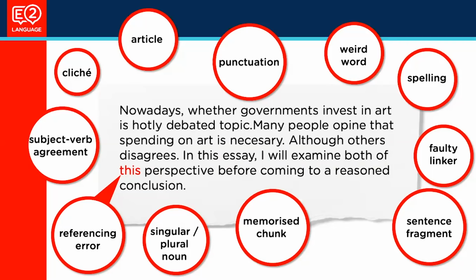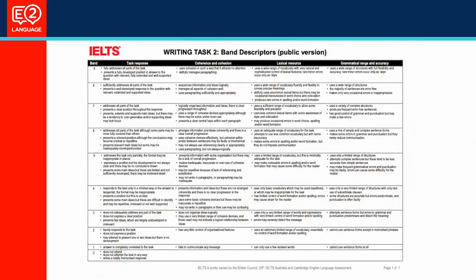What else? There's one final quite big problem here. No opinion. So the writer says, I will come to a reasoned conclusion, but me as an examiner, I want to know the conclusion right now. I want to know it in the introduction. I want to know it in the body. I want to know it again in the conclusion. Why? Because it's in the marking criteria. Let's have a look at that in more detail.